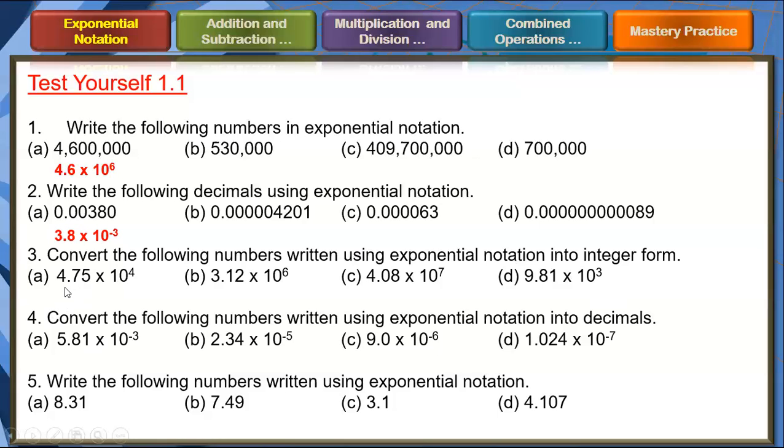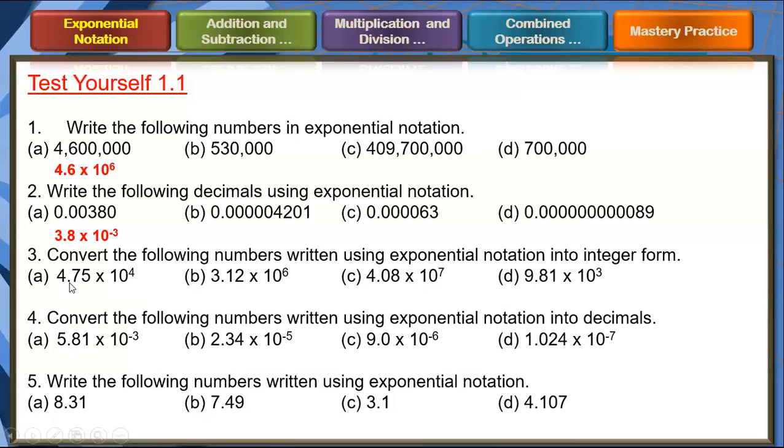For example, we have 4.75 times 10 raised to 4. For B, we have 3.12 times 10 raised to 6. For C, we have 4.08 times 10 raised to 7. And for D, we have 9.81 times 10 raised to 3. So for letter A, I'm going to help you with that. So how can we do it?